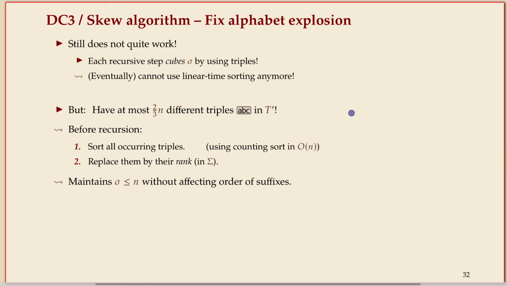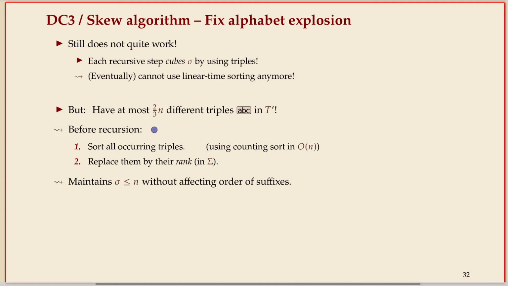It turns out there's again a patch for that. And the reason is, okay, there may be many, many possible triples, but our strings are not arbitrarily big. Indeed, our T prime has at most 2/3 n different triples because that's the number of characters it has. So most of these triples that are theoretically possible don't actually occur in our strings.